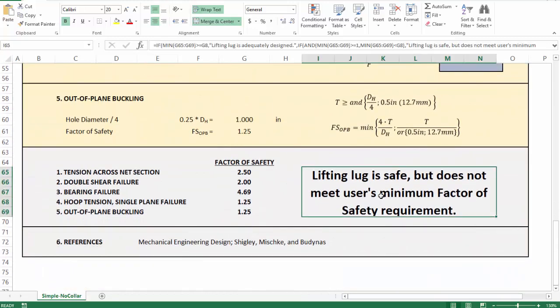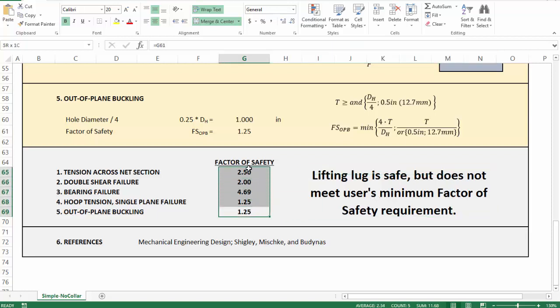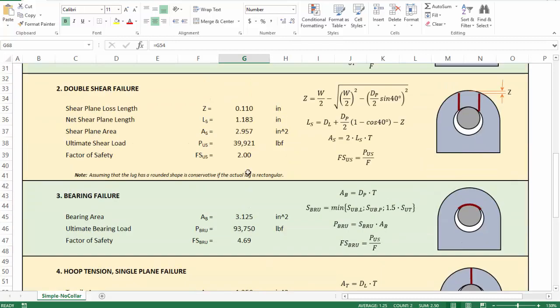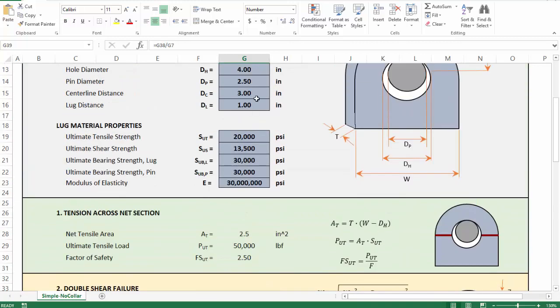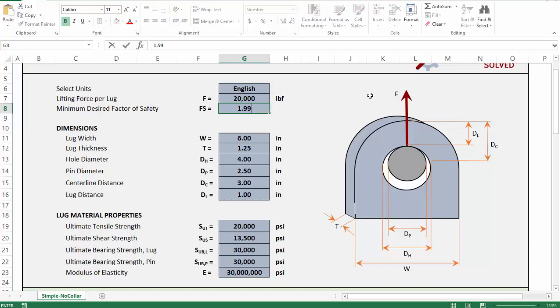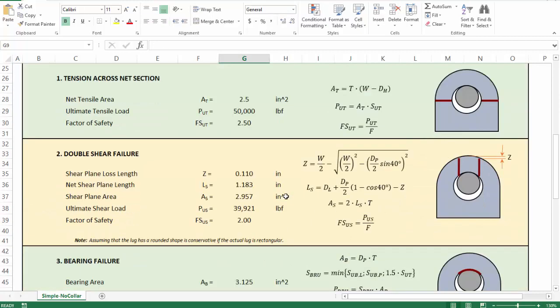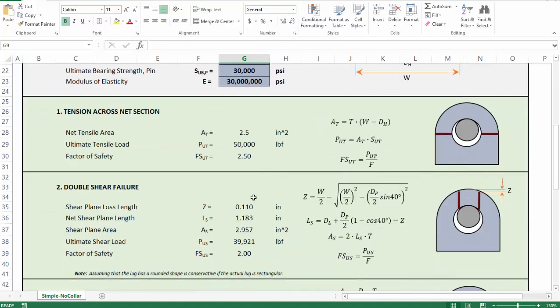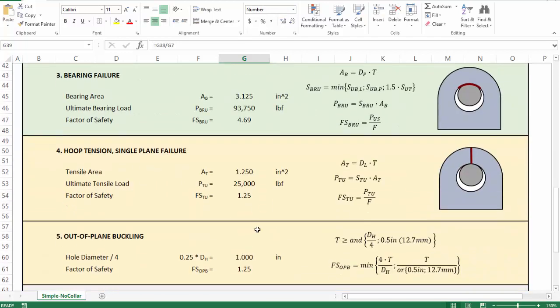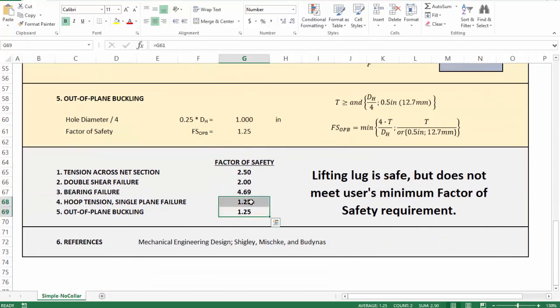So the objective here is to have everything green, and then lifting lug is safe but does not meet user's minimum factor of safety requirement, because you have these two are less than 2, as well as this one is right at 2, so I guess that is acceptable. Let's say we put 1.999. Whoop. 1.9. So then we're good, you know, 2. Okay. Still not good on these 2. So that's it. That's about it.